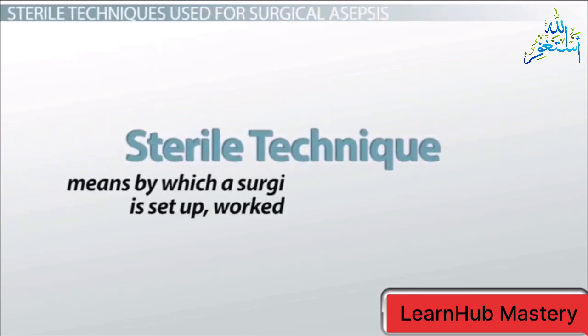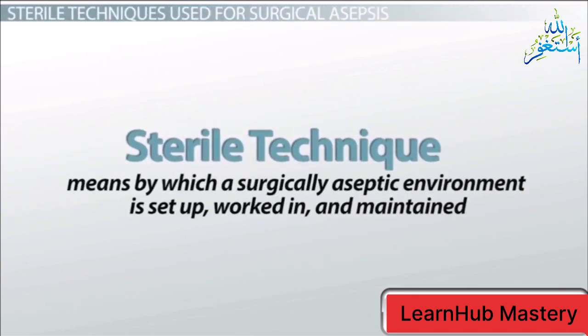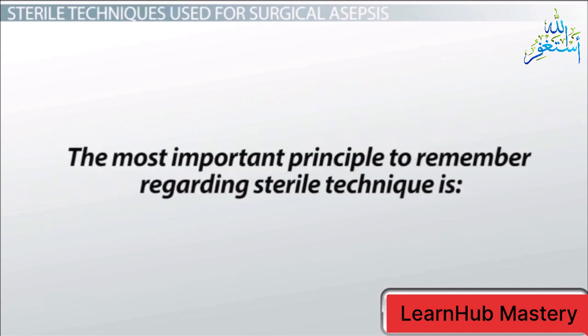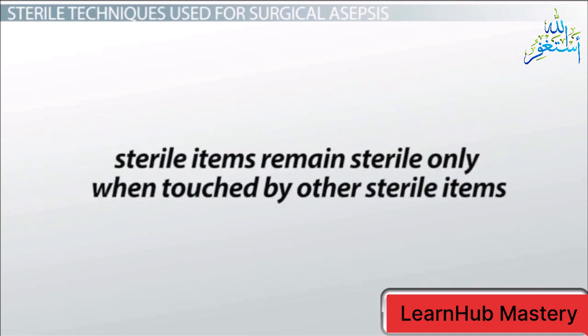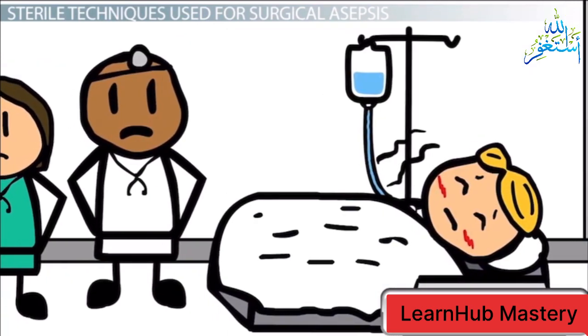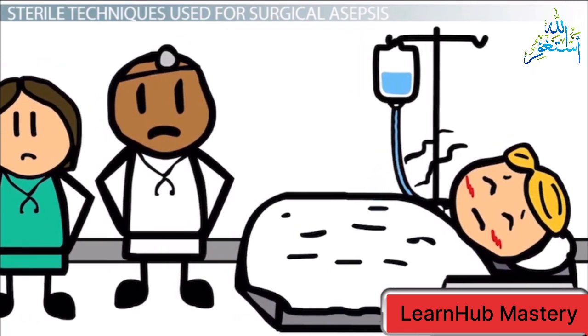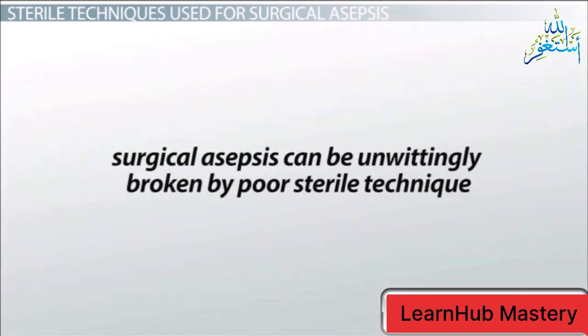Sterile technique is the means by which a surgically aseptic environment is set up, worked in, and maintained. The most important principle to remember regarding sterile technique is sterile items remain sterile only when touched by other sterile items. This may seem straightforward, but as we continue, you will see many opportunities in which surgical asepsis can be unwittingly broken by poor sterile technique.